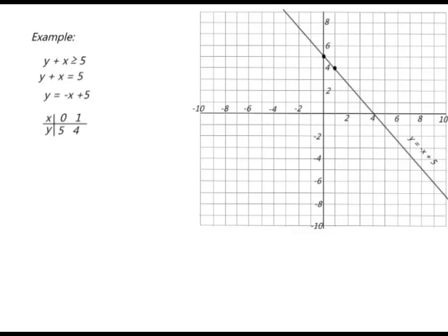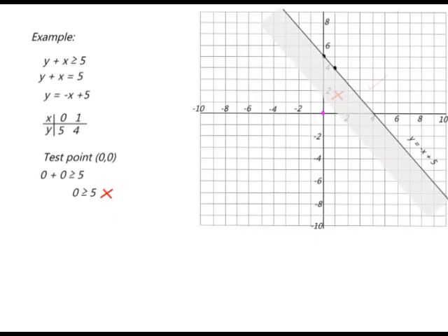The next thing is, which side do we shade? We take a test point. I always want to take 0, 0. It's the best point to use. We substitute. 0 plus 0 is greater or equal to 5. 0 is greater or equal to 5. Of course, this is not true. 0 is never greater or equal to 5. So this point is on the unwanted region, on the unwanted side of the line, and we shade the whole region.